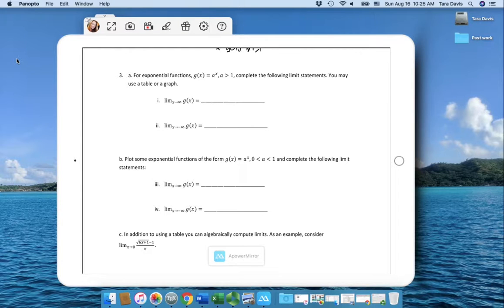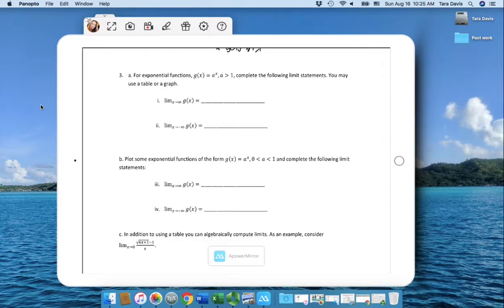Okay, so for problem 3a, for exponential functions, g of x equals a to the x, where a is greater than 1, we're going to complete the following limit statements. So you may use a table or you may use a graph, okay? You can eventually just say that you did it algebraically as well, like we just want to know what the answer is for these.